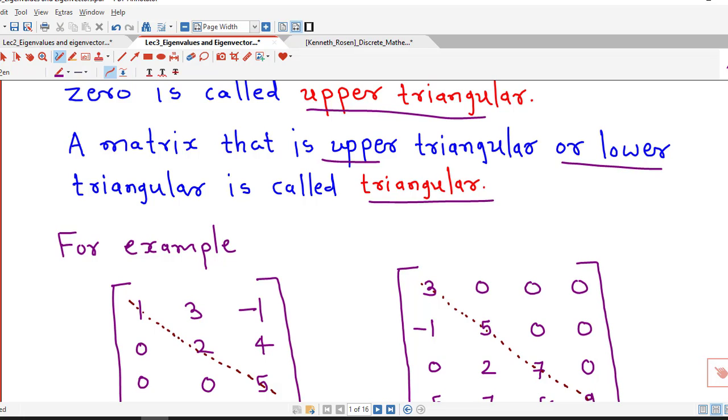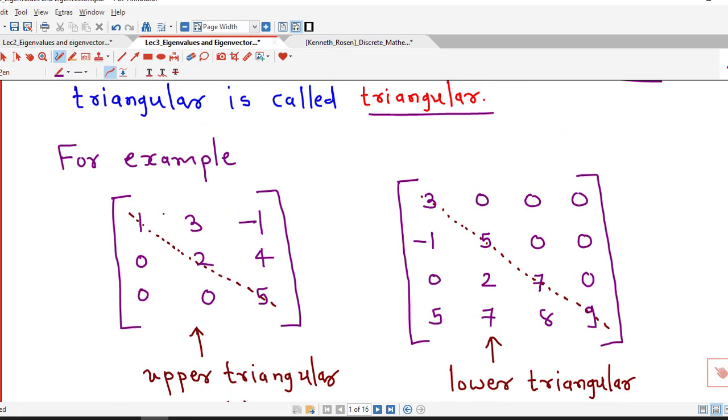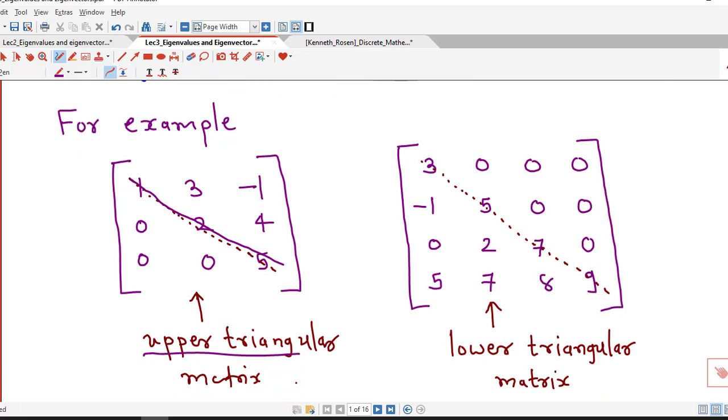We can understand with the help of an example. Here we are given this square matrix and we can see, if we consider this main diagonal which contains these entries 1, 2, 5, then all the entries below the main diagonal of the given matrix are 0. Therefore this is an upper triangular matrix. And in this matrix, this is the main diagonal and all the entries above the main diagonal are 0. Therefore it is a lower triangular matrix.